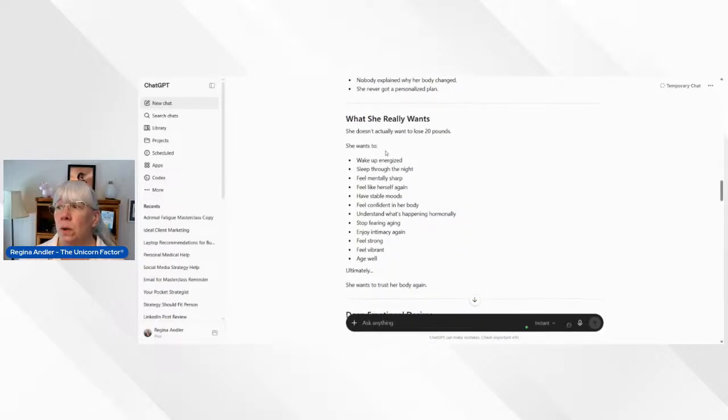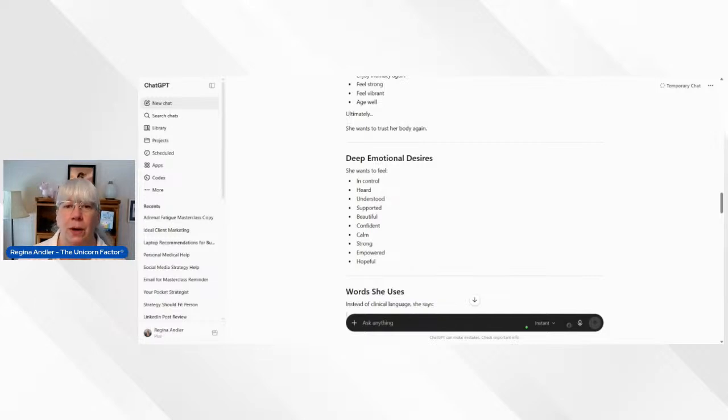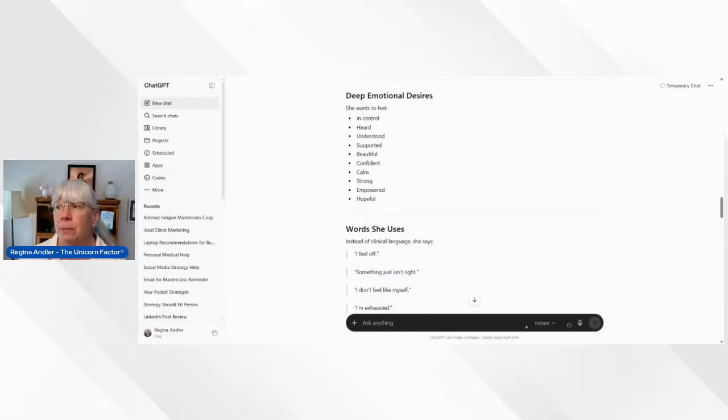What she really wants. She doesn't actually want to lose 20 pounds. Key note right there: what does your ideal client actually want? What you think they want is likely not what they want. They want to wake up energized. They want to sleep through the night, feel mentally sharp, feel like herself again, have stable moods. It's not about losing weight. Yeah, losing weight's probably there. Yeah, I'd love to lose a few pounds, but I want this more, right? So that's why this prompt for your ideal client will actually help you get more centered on who your ideal client really is.